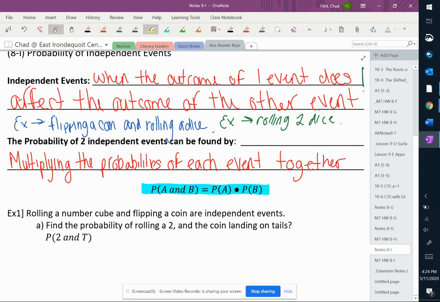So now the key word here is this "and" piece. And now before, in our other notes, when we saw the word "or," that meant that we used addition. Well, now, when we see the word "and," that means we're going to be using multiplication.